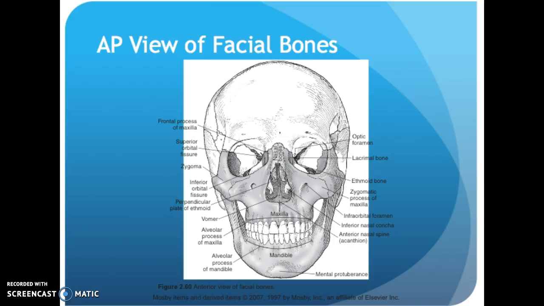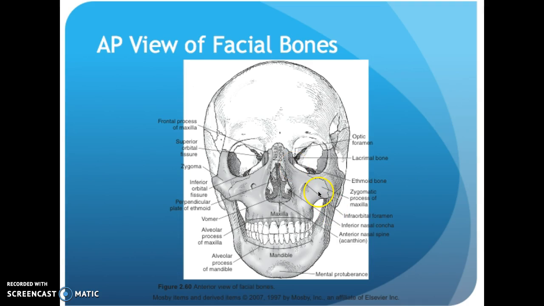Facial bones. All right. So we covered this in your Positioning 3 class, so this is just a quick review, but I'll show you what it looks like on CT and MRI. So starting out with this diagram, you have your optic foramen. It's a little hole right on the inside with your lacrimal bone, ethmoid bone.